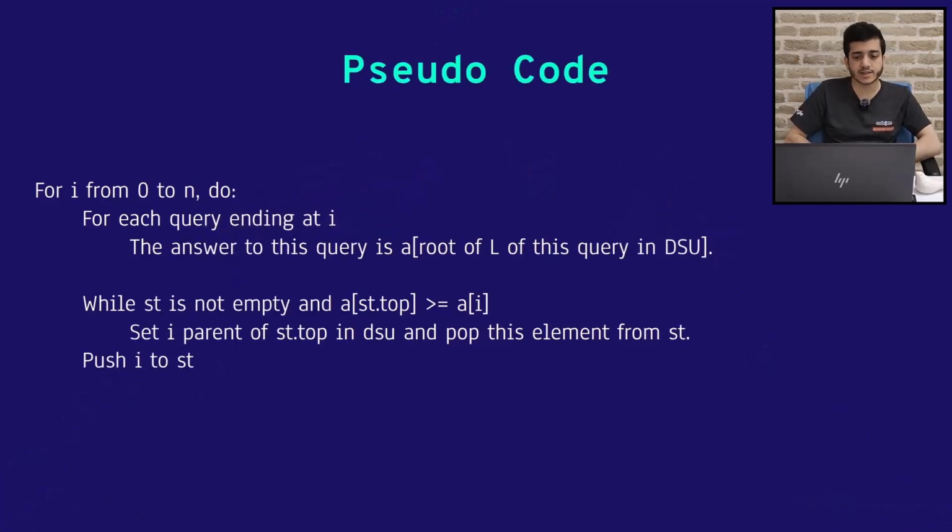So here is a sample code of Arpa string. For each I from 0 to n, we do this. First we answer queries, as we mentioned. Then we have a monotonic stack, right? We start popping the elements bigger than I, and we connect them to I. So we set the root of this element to I, one by one we take them and pop them from the stack, and finally we push I to the stack.